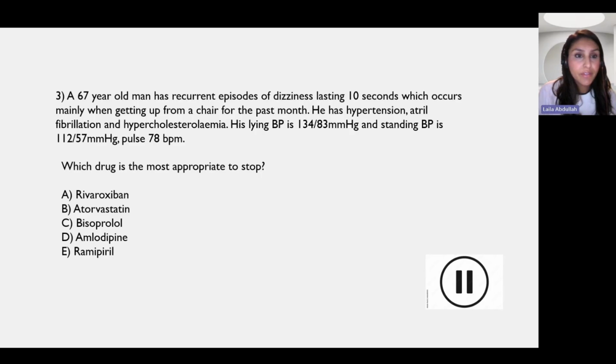In this question, a 67-year-old man has recurrent episodes of dizziness lasting 10 seconds, which occurs mainly when getting up from a chair for the past month. He has hypertension, atrial fibrillation, hypercholesterolemia. His lying BP is 134/83 and standing BP is 112/57, pulse 78. So which drug is most appropriate to stop? Rivaroxaban, atorvastatin, bisoprolol, amlodipine, or ramipril?